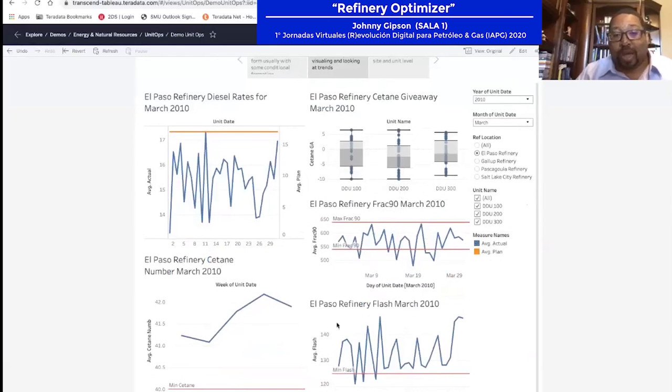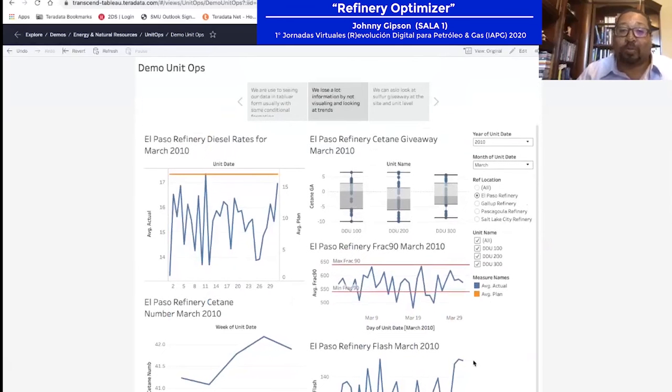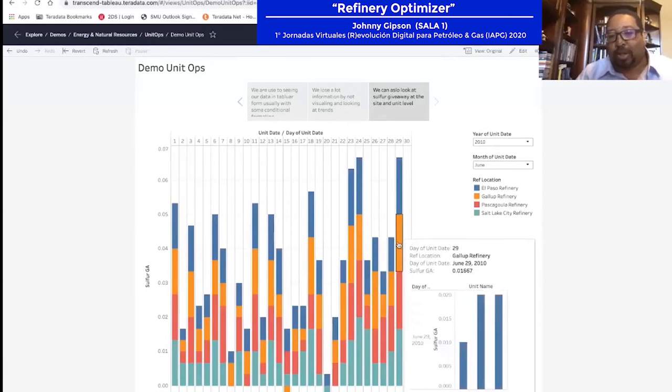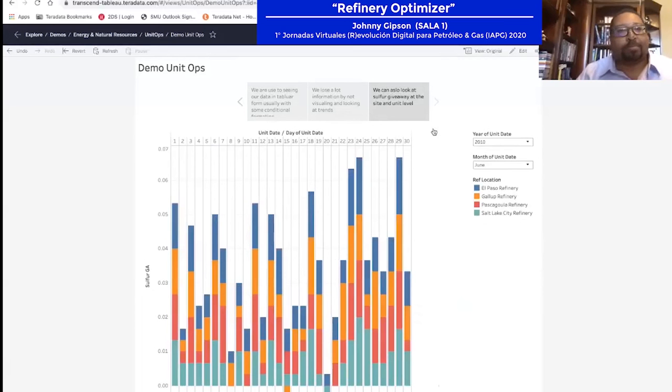Or this flash here, we're always kind of bumping against flash, and that's because we don't have the steam stripper on. Then we can also look at the sulfur giveaway here. And this is more around catalyst. Are we really overrunning our catalyst reactor? And then we can just do a quick hover over and see how each unit's working and which one is doing more catalyst or not. This is all I kind of wanted to show, and I will open it up for questions.